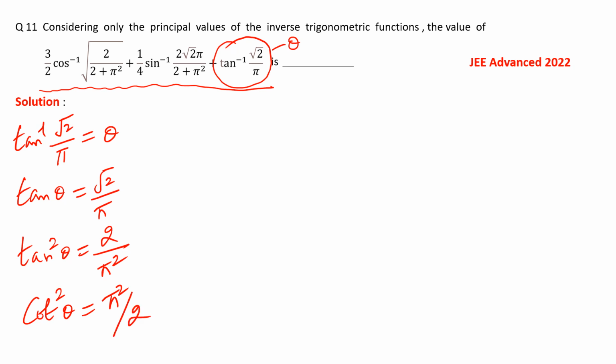Take the reciprocal on both the sides, you will be getting cot square theta equal to pi square by 2. Now students, we must also know the range of theta, because in solving such problems, the concept of range is very important. Now we know that the principal range of tan inverse x is from minus pi by 2 to pi by 2, that is open interval minus pi by 2 to pi by 2. Minus pi by 2 to 0 is reserved for negative inputs, and 0 to pi by 2 is reserved for positive inputs. Now since root 2 upon pi is a positive value, so that means theta must lie between 0 to pi by 2.